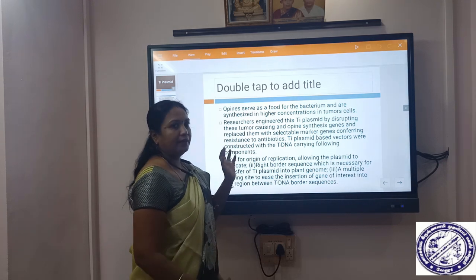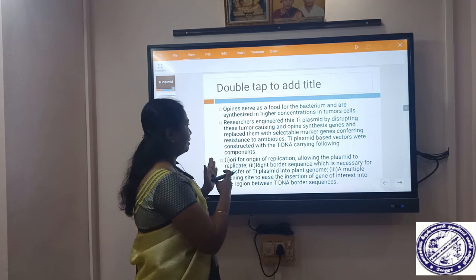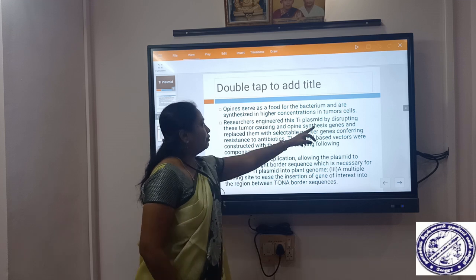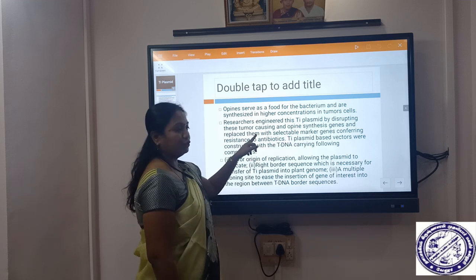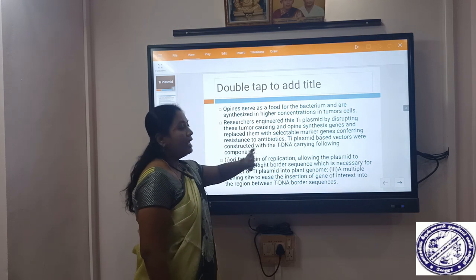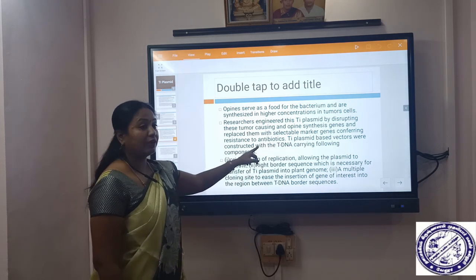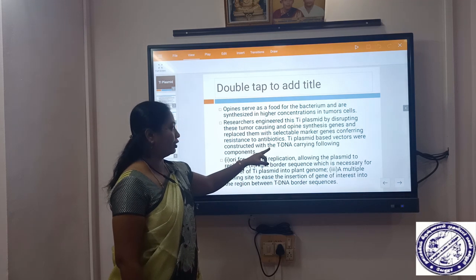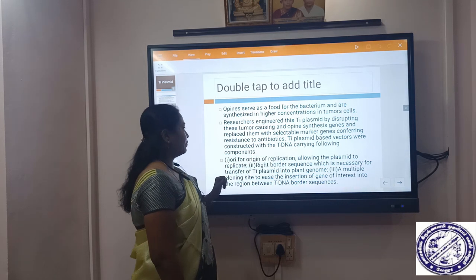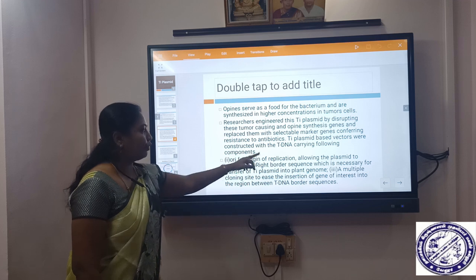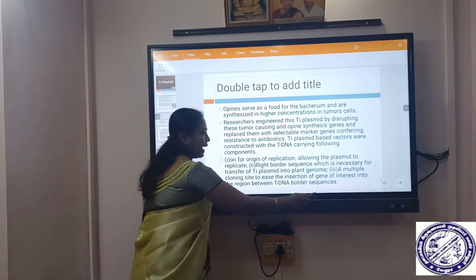So what they did for this particular conversion is they disturbed the tumor causing gene as well as the opine synthesis gene, and they replaced them with the selectable markers which confer resistance to antibiotics. And Ti plasmid based vectors were also constructed with the following components.